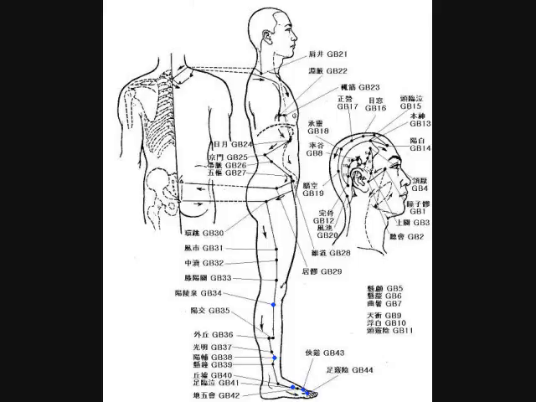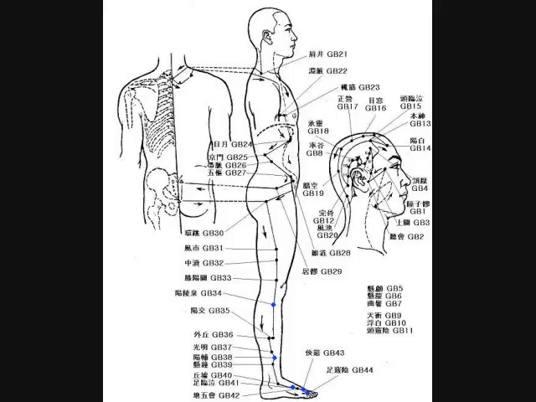GB19, directly above GB20, at the level with Do17, on the lateral side of the external occipital protuberance. GB20, in the depression between the upper portion of M. sternocleidomastoideus and M. trapezius, on the same level with Do16.